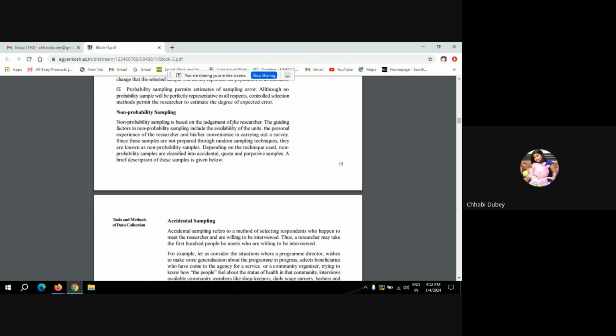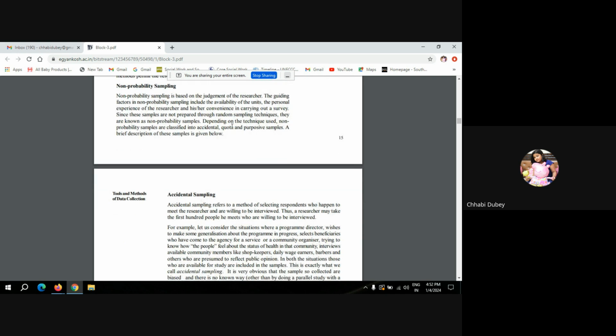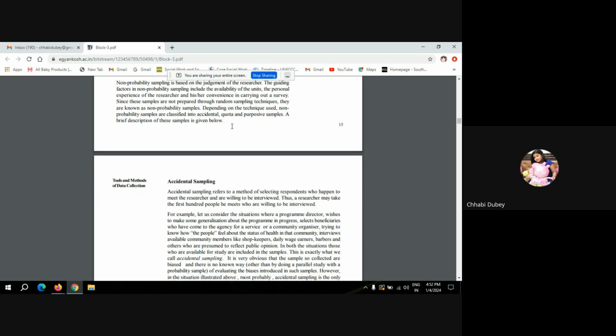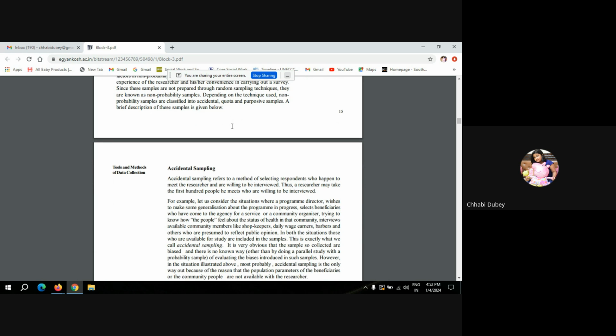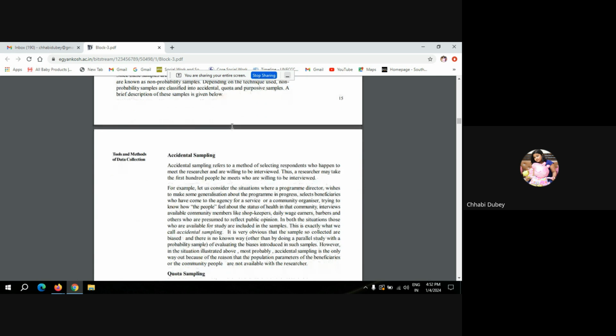Accidental sampling refers to a method of selecting respondents who happen to meet the researcher and are willing to be interviewed. So, the researcher may take the first 100 people he meets who are willing to be interviewed. So, this is accidental sampling.